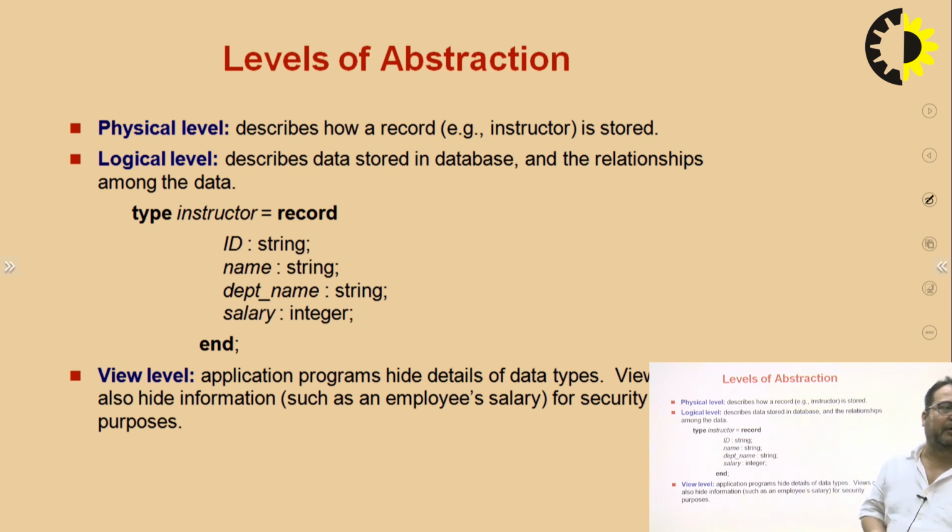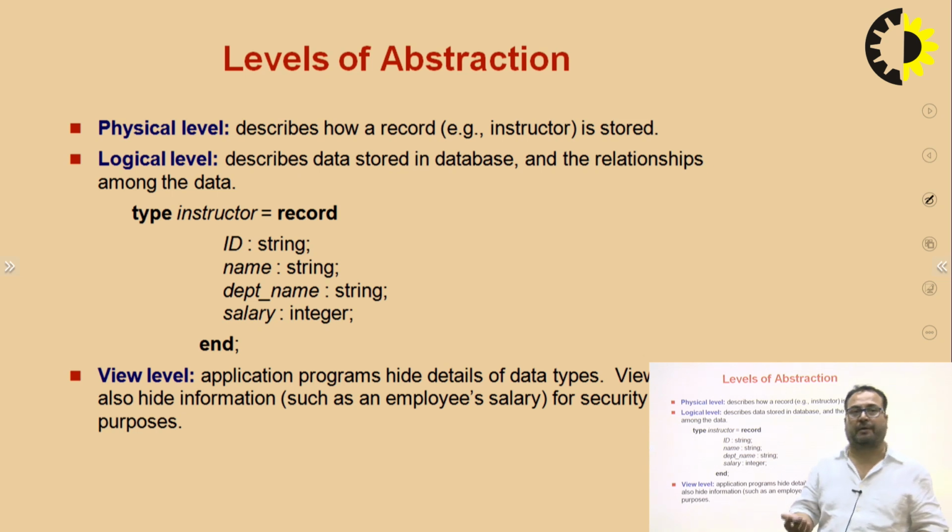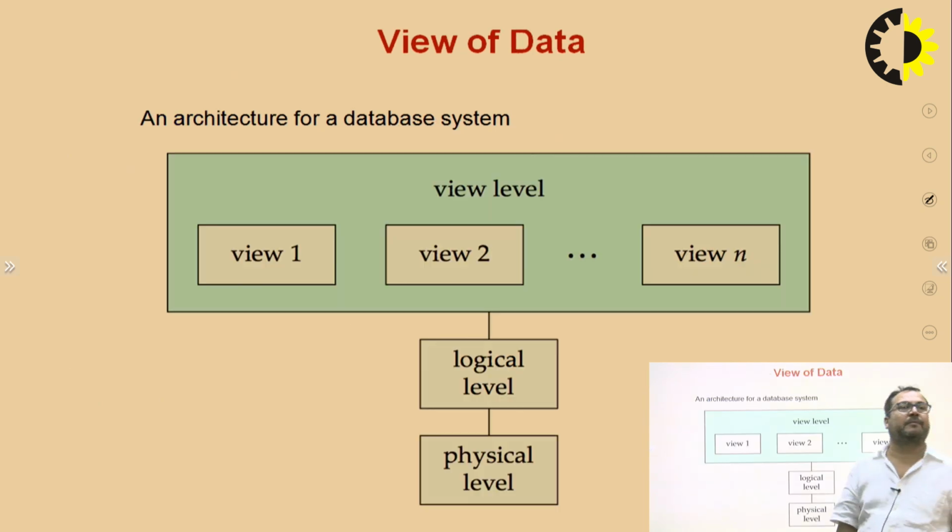And the view level means how the user views it. Application programs hide details of data types, so a view can also hide information for security reasons. So this is the architecture of a database. The physical level deals with the storage. Storage means how the data is going to be stored on the hard disk.